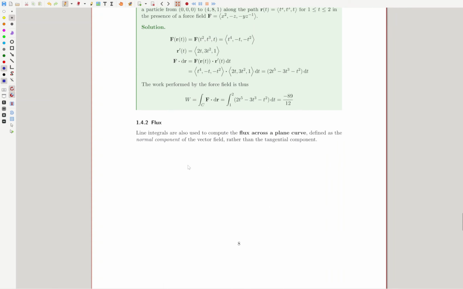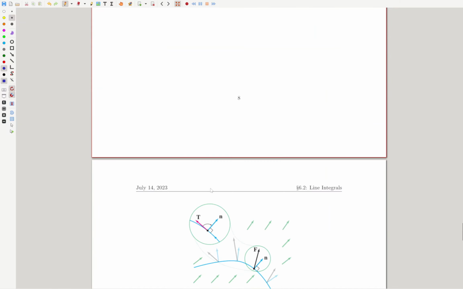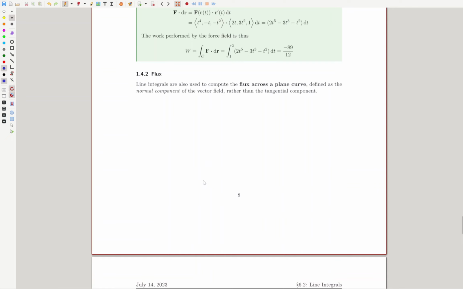Another application is that there's a line integral that computes what's called the flux across a curve. The definition is different than how we defined the line integral originally. The typical line integral was defined as F dot the tangent part ds over C.